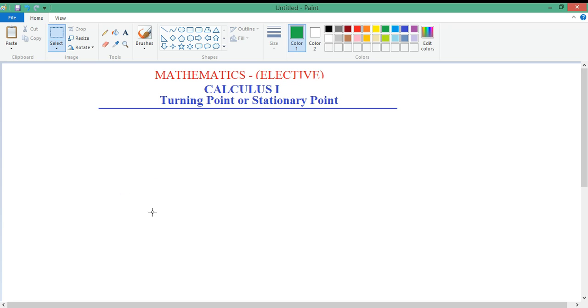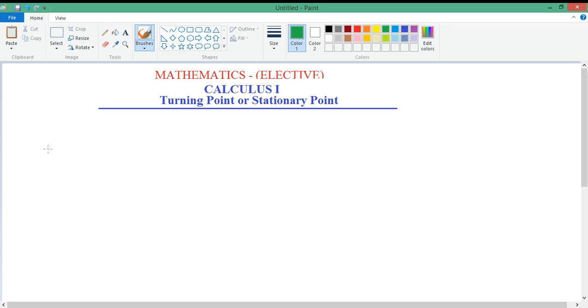Today we shall be dealing with turning points or stationary points. As the name suggests, a turning point on a graph is a point where there is a change, especially on curves.